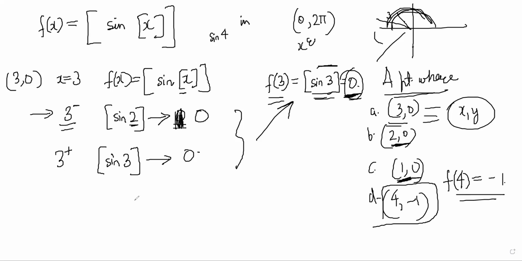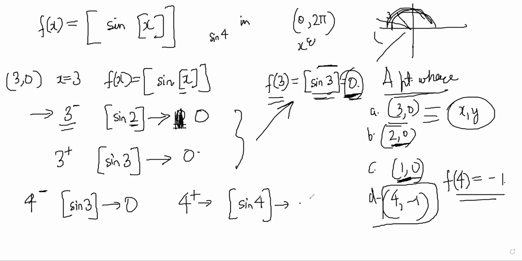Now we have to look at the tendencies. One tendency would be the limit as x tends to 4 minus, from less than 4. That will be sine 3 then, which will tend to 0. And above 4, it will be sine of 4, which will be tending to minus 1. So the tendencies are different here, and therefore it is discontinuous. So this part will be discontinuous.